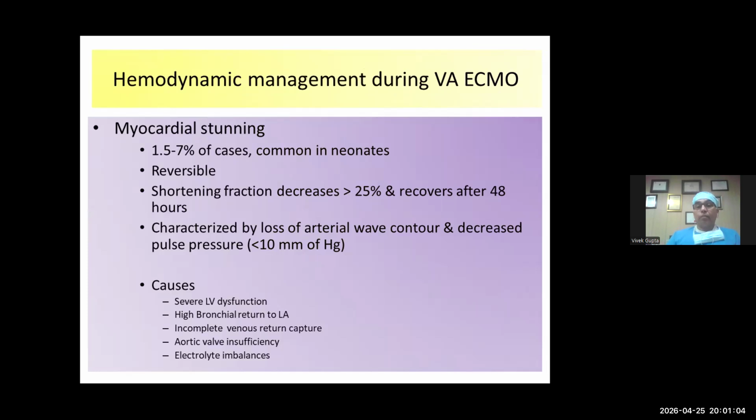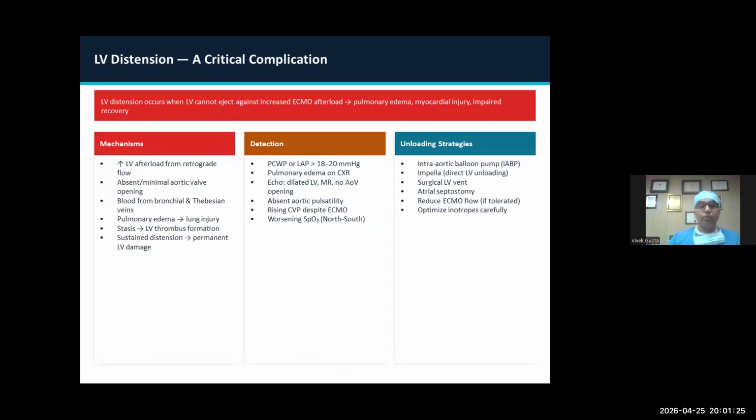How do you manage myocardial stunning? The incidence is 1.5 to 7%. It is a reversible condition provided you address it early. So how do you identify it? When the pulse pressure is less than 10. Why does it happen? Because there may be severe LV dysfunction, incomplete venous return, aortic valve insufficiency, or sometimes a left-right imbalance.